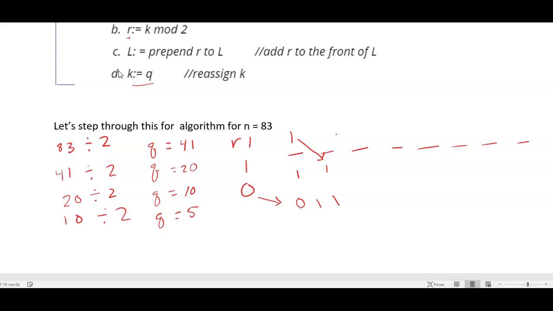Now, when I did 83 divided by 2, the quotient was how many sets of 2 there are. Then I take that and divide by 2, that's how many sets of 4 there are. I take that and divide by 2, that's how many sets of 8 there are. And I take that quotient and divide by 2, that's how many sets of 16 there are. So there's 5 sets of 16 basically is what that's telling me. And when I divide 10 by 2, I get a remainder of 0. So now this next step becomes 0, 0, 1, 1.